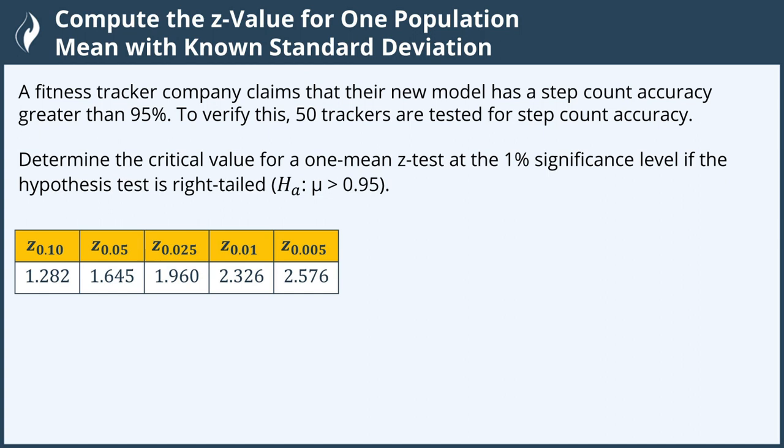Determine the critical value for a one mean z-test at the 1% significance level if the hypothesis test is right-tailed, where the alternative hypothesis is mu is greater than 0.95. The null hypothesis is where mu equals 0.95, or the 95%.